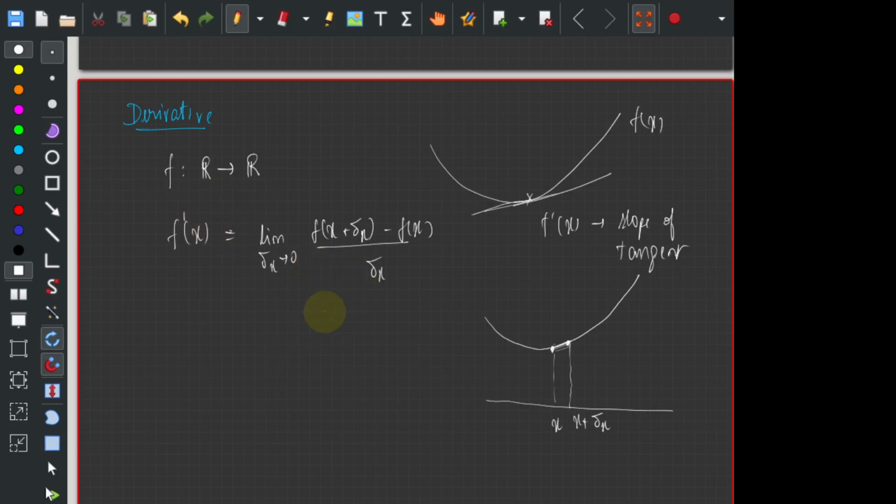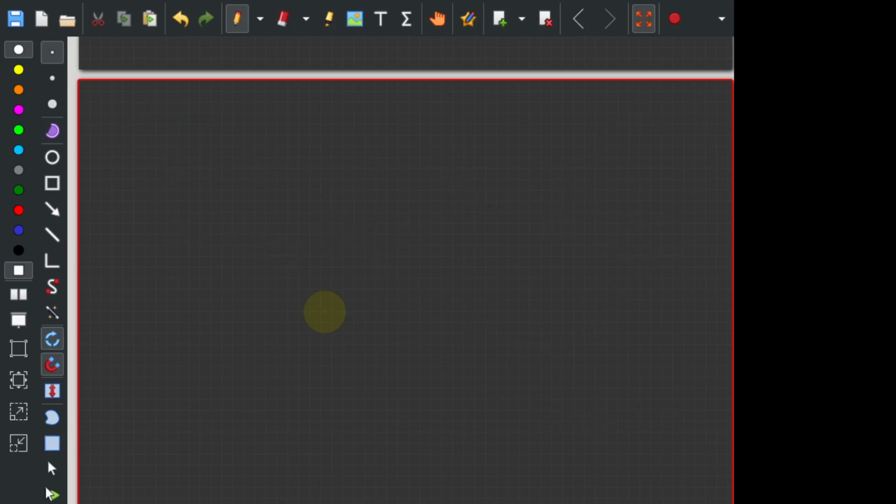Now how do we generalize this to higher dimension? Let's try to visualize a function in higher dimensions. Let's say I give you a function f on R2, from R2 to R. I want to generalize this notion of the derivative.